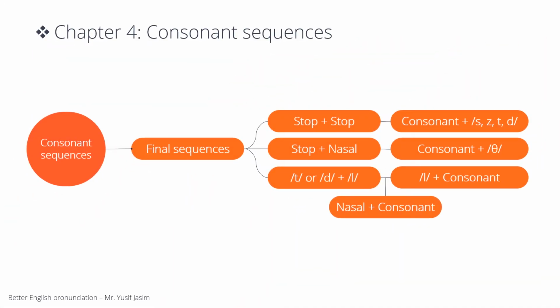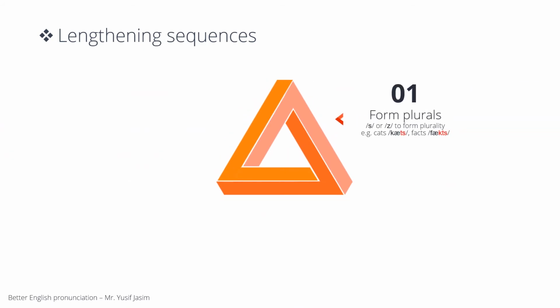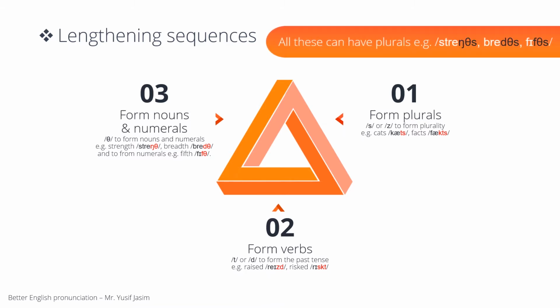Final consonant sequences. Sequences of consonants at the end of words are more varied than at the beginning. This is mainly because of the following. First, s or z have to be added to most nouns to give their plural forms, as in cats, facts, etc. Second, t or d have to be added to most verbs to form their past tense, as in raised, risked, etc. Third, th is used to form nouns like strength, breadth, and to form numerals like fifth, but put into consideration that all these can have plurals, as in strengths, breadths, fifths. So, these are the ways that can lengthen the consonant cluster.